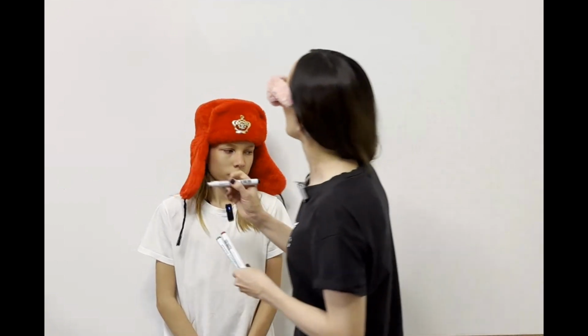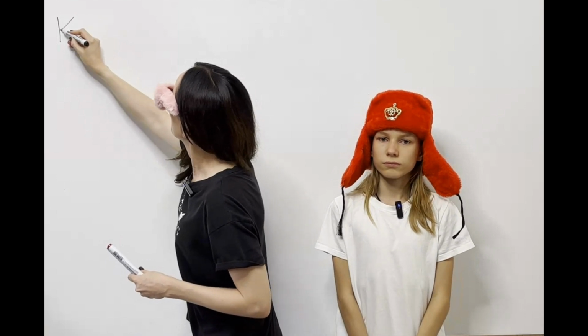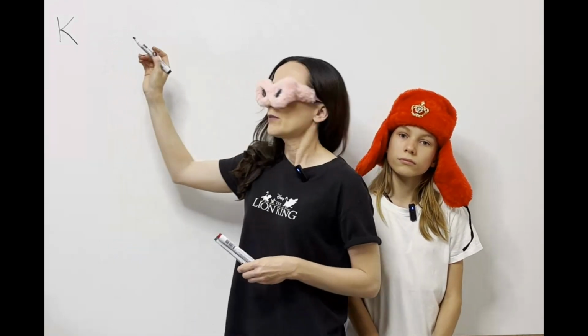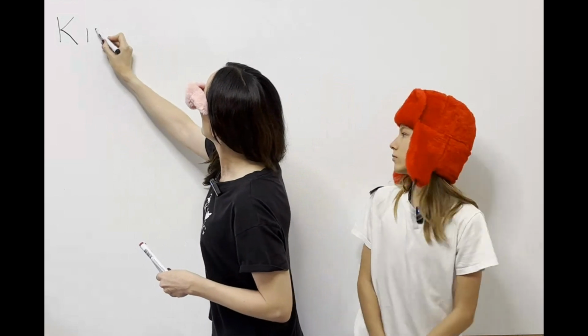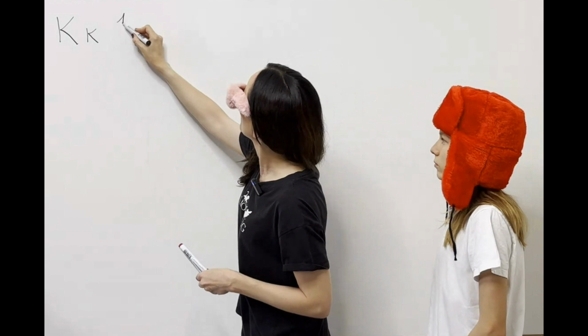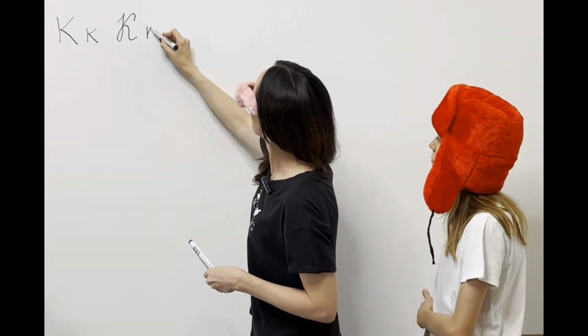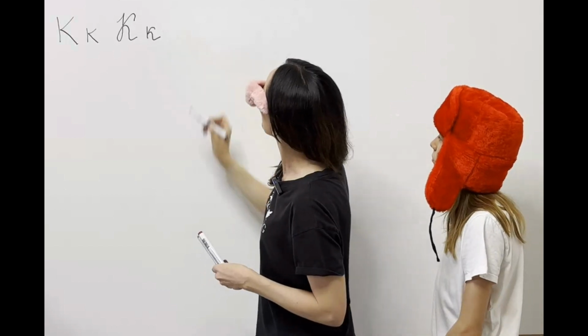Today we are going on with the letters of our alphabet, and we are discussing K, L, M, and N. The first letter is K. I want to remind you that this is its name, K. This is the block form, and this is the cursive form. Try to repeat writing after me.